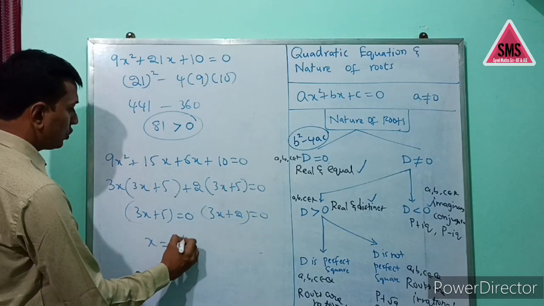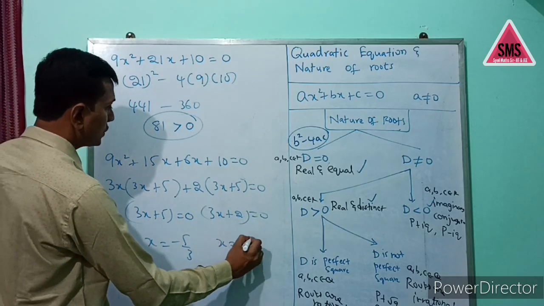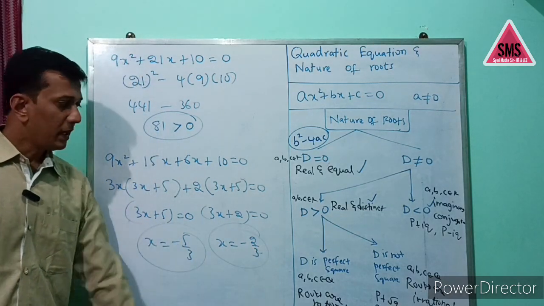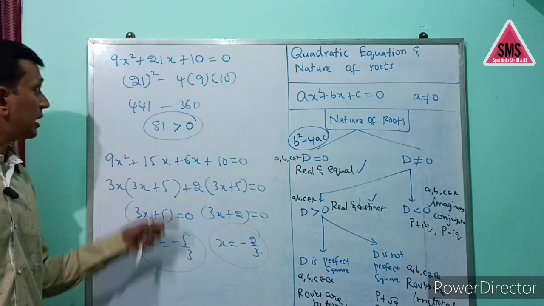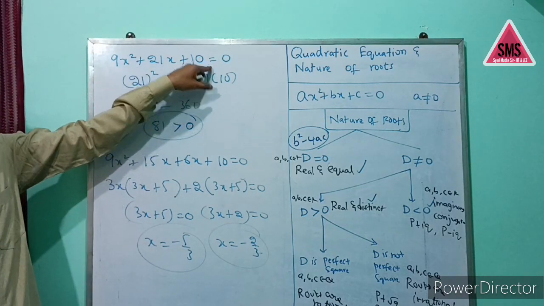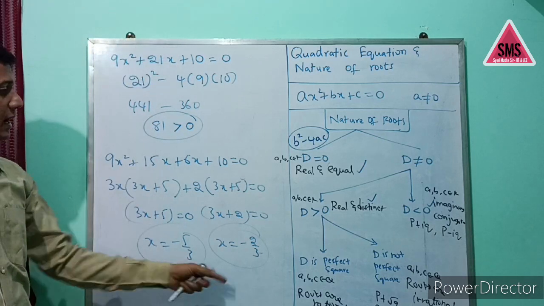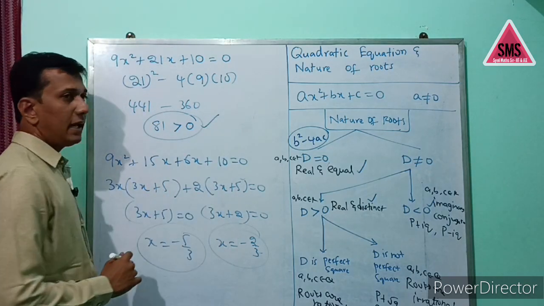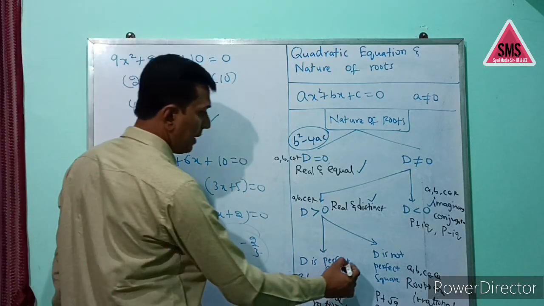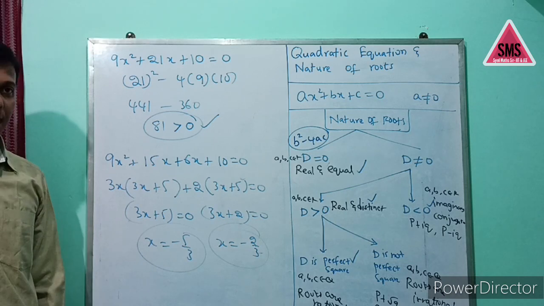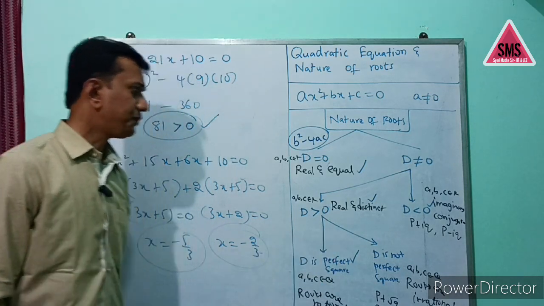Now x equals minus 5 by 3, x equals minus 2 by 3. Yes, whatever we have got is correct. So the roots are rational. What type of roots do we have? Whatever a, b, c values, coefficients, we have taken are rational numbers, and we got rational numbers when we get a discriminant greater than 0 and it is a perfect square. This condition is also verified. One more case.